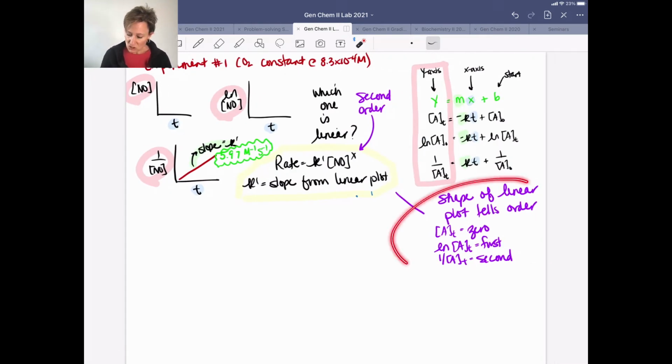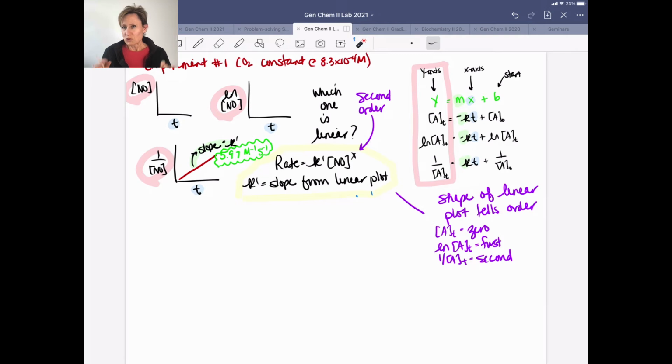So the fact that the plot of 1 over NO concentration gives us a straight line tells us that we are second order with respect to NO. So that tells us that x is going to be equal to 2 there. And also one other piece of information that's important to get from this plot is the slope of the plot will give us the rate constant, that merged together rate constant, which we called K prime here. So after you've plotted this data and looked at 3 different plots and determined which one gives you the straight line, that will tell you the reaction order, and then the slope is an important piece of information that tells us that merged together rate constant, K prime.